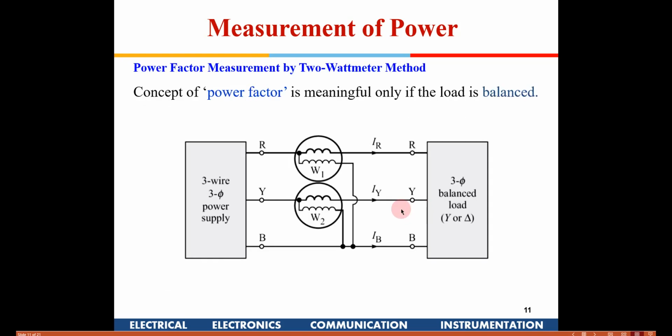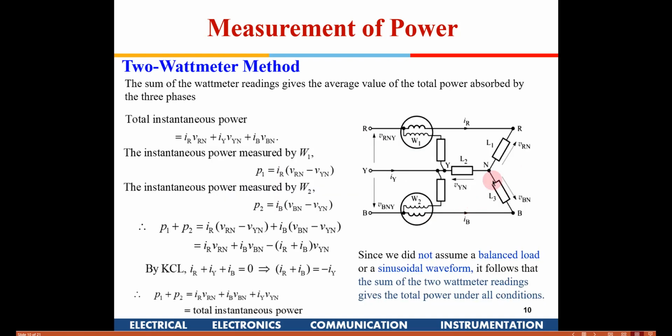Now also, in this case the loads need not be balanced. Even if it is unbalanced, P1 plus P2 will still give the total power. But we cannot tell the total power factor, because in an unbalanced load the power factor doesn't make any sense, as the power factor will be different for each of these three arms, right? So you cannot say what the total power factor is. It will be different if it is an unbalanced load.